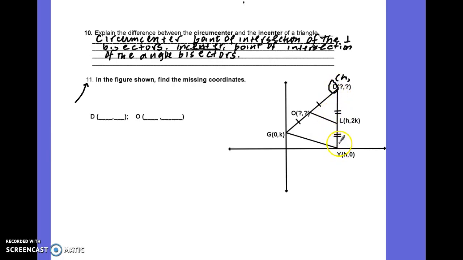So let's do it one step at a time. From here up is 2k, and L is the midpoint of this segment YD. So from here to here is 2k, then all the way up should be another 2k. So it's 2k plus 2k, and that would give us 4k, and I hope that's okay with you. Okay, so D is going to have coordinates h comma 4k, and finally O. Now a little bit trickier on O, because point O is the midpoint of segment GD, as evidenced by the tick marks here.